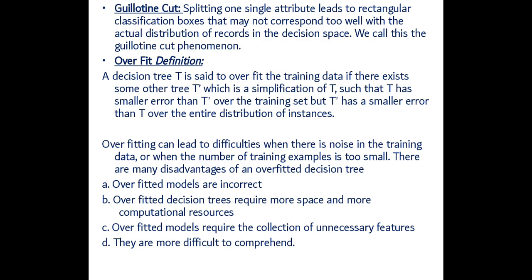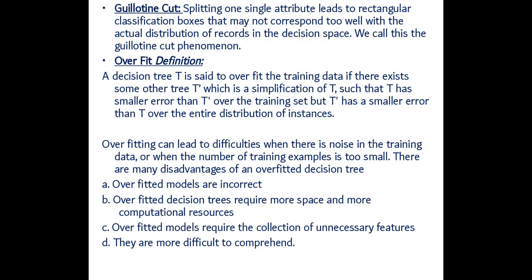So next, the overfit definition, that is, a decision tree T is said to overfit the training data if there exists some other tree T dash which is a simplification of T, such that T has a smaller error than T dash over the training set, but T dash has a smaller error than T over the entire distribution of instances. Means overfit, as you all know, the data set may have error values and all. So it's an overfit, to overcome this. Here overfitting can lead to difficulties when there is noise in the training data or when the number of training examples is too small.